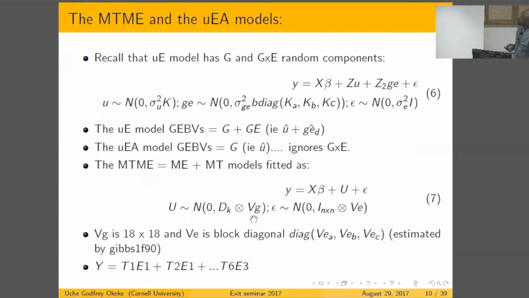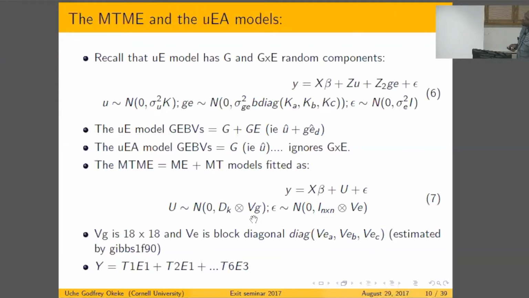These models are, if you recall the UE model with two kernels, we have the genomic part and the GE part. So the UEA is just capturing the genomic part and leaving out the GE part. This is just an average of the entire environment. And then we fit another model, which is MT-ME, which is like merging both the ME and MT models. This we think is an interesting model.